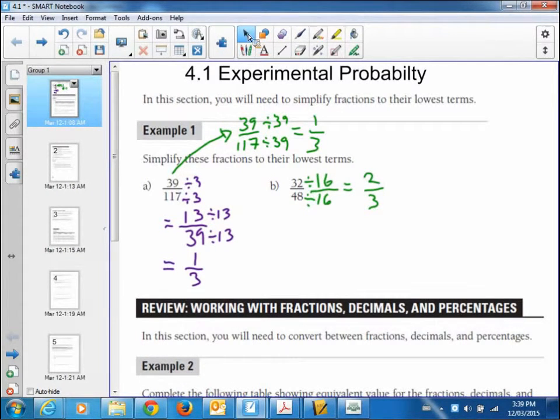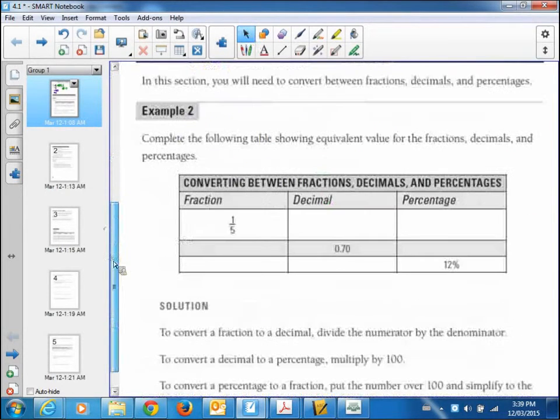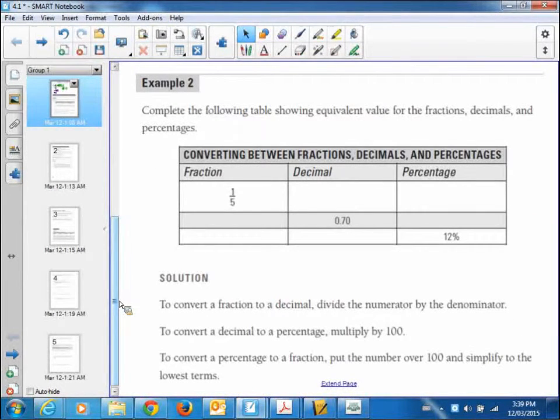Now, you'll have some questions to follow up on that. That's a skill you definitely need. Another skill you need is going back and forth between fractions, decimals, and percentages. Always remember that percentages are fractions, really, but they're out of 100. You just don't write it. That's what the little percent sign at the end means.